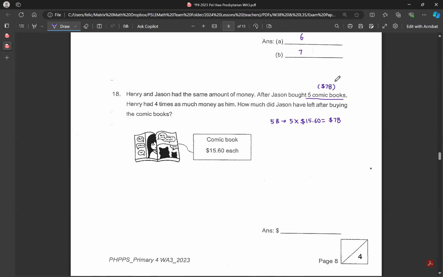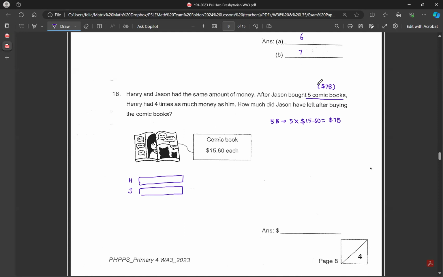All right, so now what we should do first is, since they started off by telling us the same amount of money, and then Jason spent $78, and in the end, Henry had 4 times as much as him. Okay, so same and 4 times. This is the before information, this is the after information. Both are units information. When both are units information, the best way is to use a model to solve. So in this case, I'm going to draw models, one for Henry, one for Jason. We're going to start off by drawing the same model size. Okay, same model size, Henry and Jason.